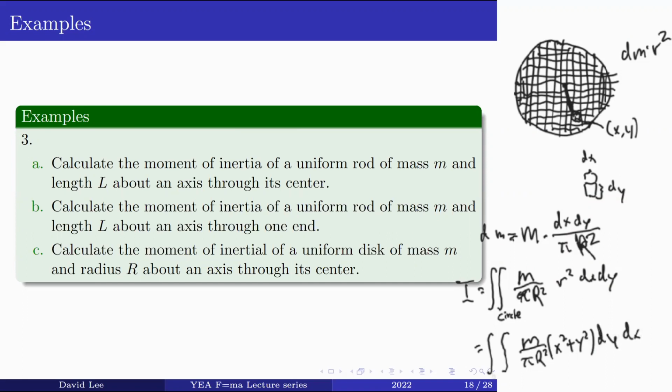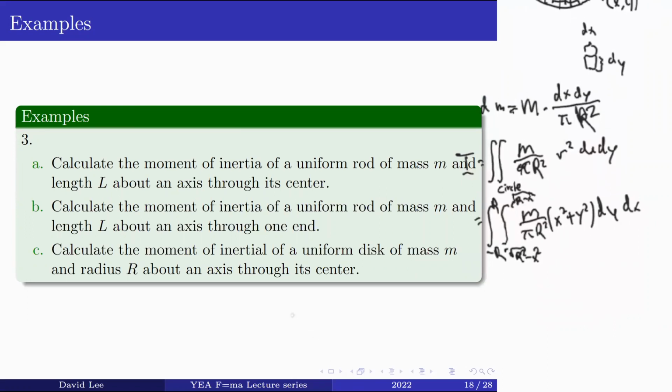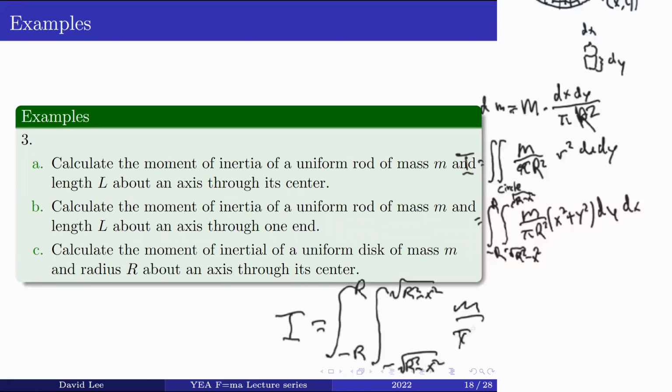And then we can put on limits of integration. So x can go from anywhere from negative R to positive R. And then once you fix x, y will go from negative root R squared minus x squared to positive root R squared minus x squared. Oh, that's hard to tell. Okay, I'll rewrite it bigger. The moment of inertia is the integral from negative R to R, integral from negative root R squared minus x squared to root R squared minus x squared, m over pi R squared times x squared plus y squared dy dx. All right. And this isn't too hard of an integral, hopefully.